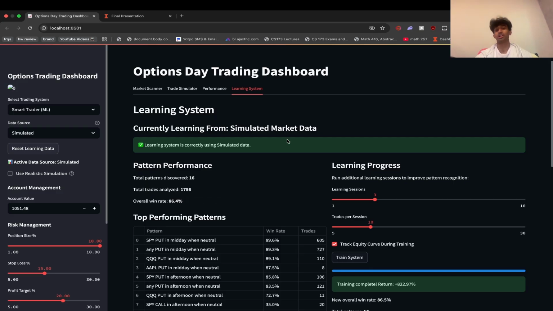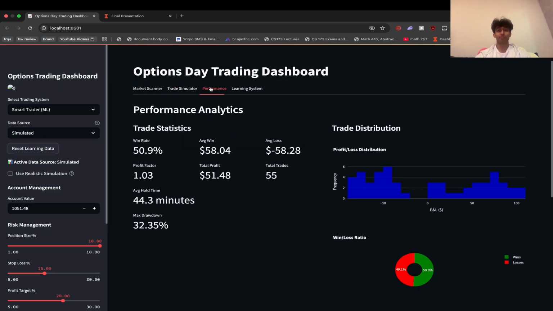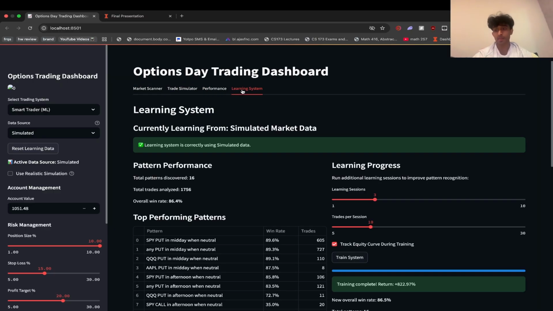So yeah, that's just a high level of what our team worked on this semester, and we switched from more of a stock predictor to an options day trading dashboard. There's four main components of this: the market scanner, the trade simulator, performance, as well as the learning system. And this is a great platform for beginners to learn how to actually start day trading.